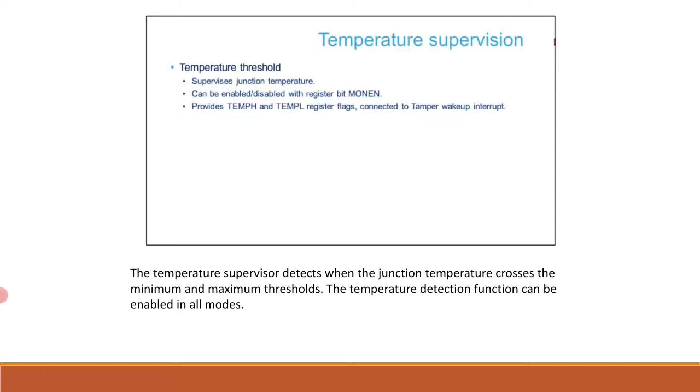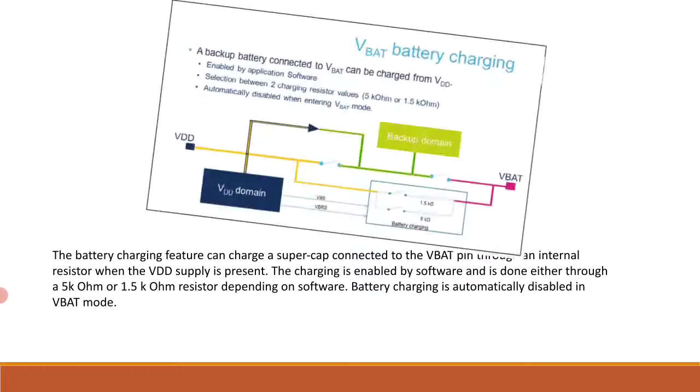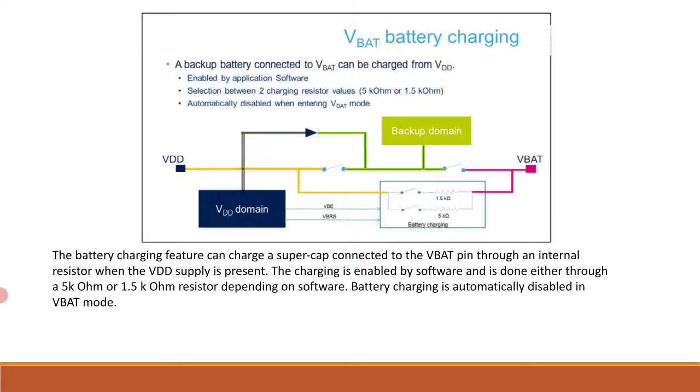Now let's move on to the battery charging. The battery charging feature can charge a super cap connected to the VBAT pin through an internal resistor when the VDD supply is present. You can see in this figure. The charging is enabled by software and is done either through a 5k ohm or 1.5k ohm resistor depending on software. Battery charging is automatically disabled in VBAT mode.